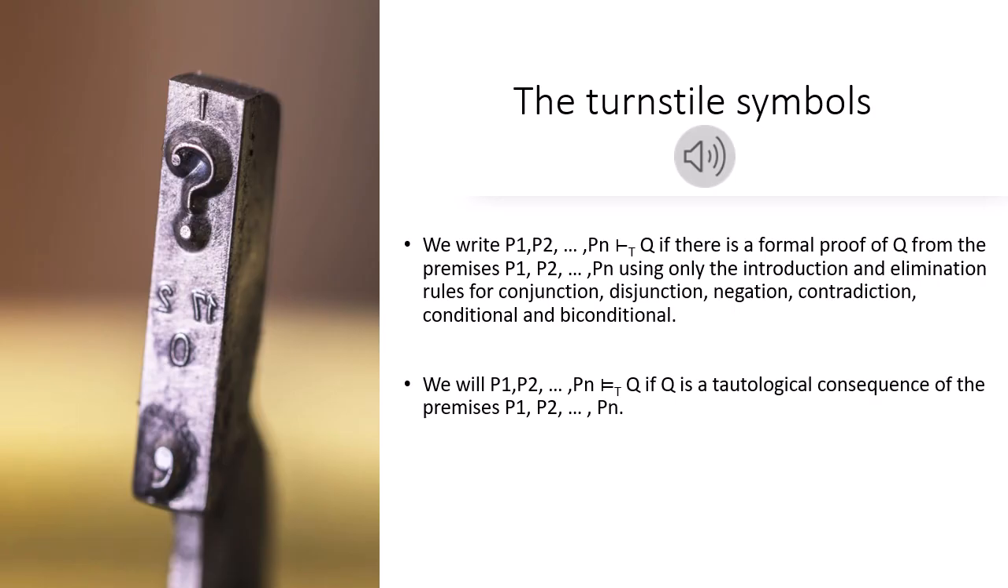Pn and Q, and looked at any rows where P1 through Pn were all marked as T or true, then the Q had to also be marked as T as well. In other words, there's not a row in the truth table that makes P1 through Pn true and Q false, right? There are no counterexamples. And when there are no counterexamples like that, we say that it's a tautological consequence.